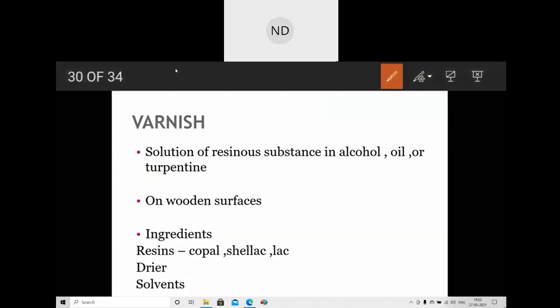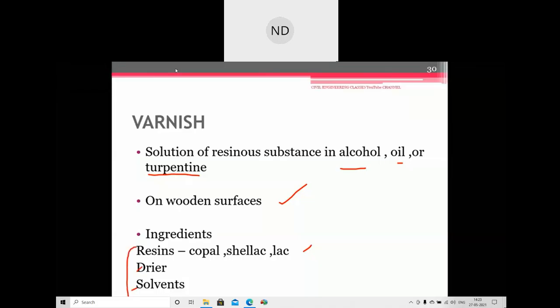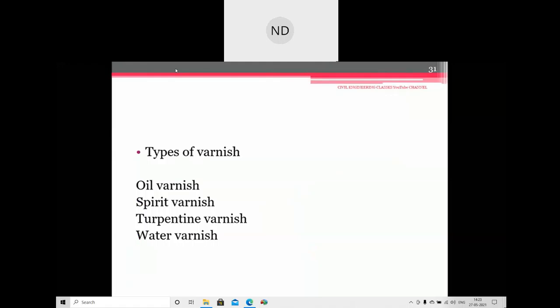So those are the different defects found in the painted surface. So we have covered all the aspects of paint. The next one is the varnish. Varnish is actually a solution of resinous substance in alcohol, oil, or turpentine. Varnish is majorly used for wooden surfaces. The major ingredients are resins like potash, shellac, lac, etc. And it has a dryer and solvent. So these are the major ingredients of varnish.